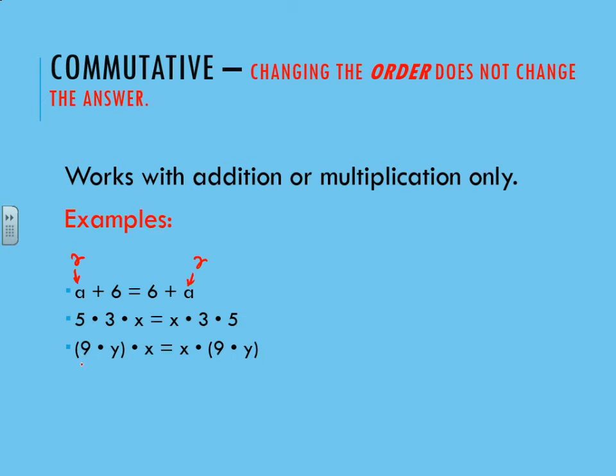Here's one last one. Notice in this one that I have grouping symbols, but what I'm grouping together, the 9 times y, stays in the same order. So I haven't changed what's inside my parentheses. The order that has changed is this entire grouped expression starts first times x, and then on the other side it goes x times that whole expression. So here I changed the order of the big chunks being multiplied. That's one thing being multiplied by x. Here's your thing being multiplied by x. So that's what we changed the order of.